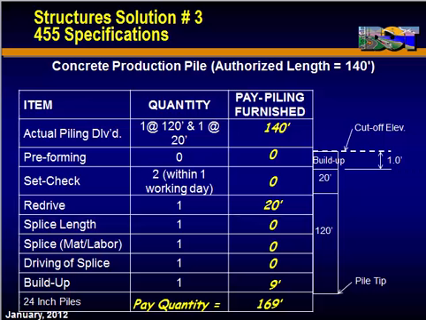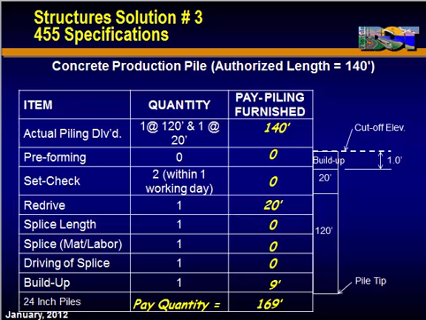Okay, so let's look at the next one. This one, we have an authorized length of 140 feet, and the contractor brought in 1 section at 120 and 1 at 20 feet. Well, that means that we're not going to pay for the splices thereof. So we're going to pay him his authorized 140 feet, which we're allowed to do. We didn't preform anything, so there'll be no payment.